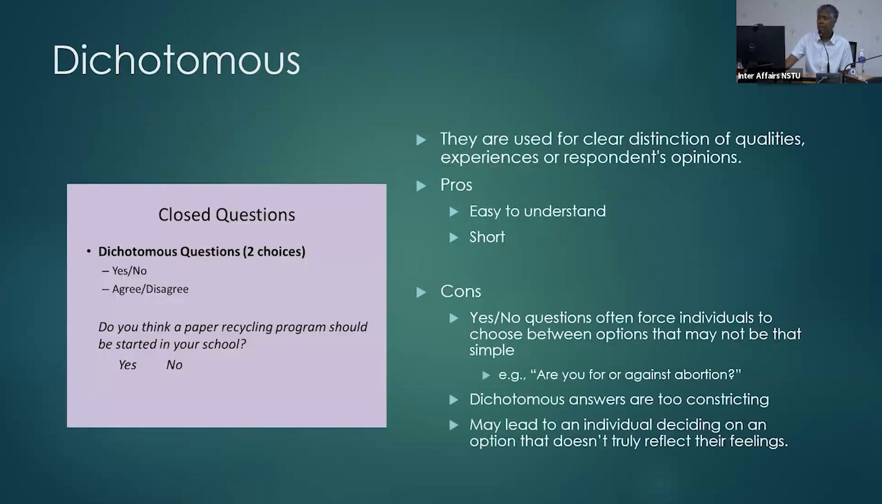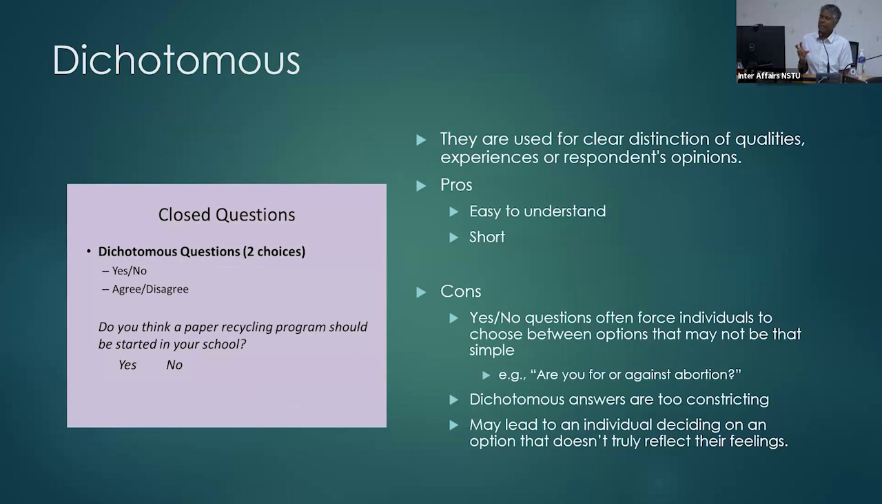Okay? The next type is a dichotomous question. That is, you ask yes, no, or agree, disagree. Dichotomous means 2 choices. So, do you think a paper recycling program should be started at your school? Yes or no? That's a dichotomous question. It's very clear and easy to understand. Most people will understand how to respond. It's short.